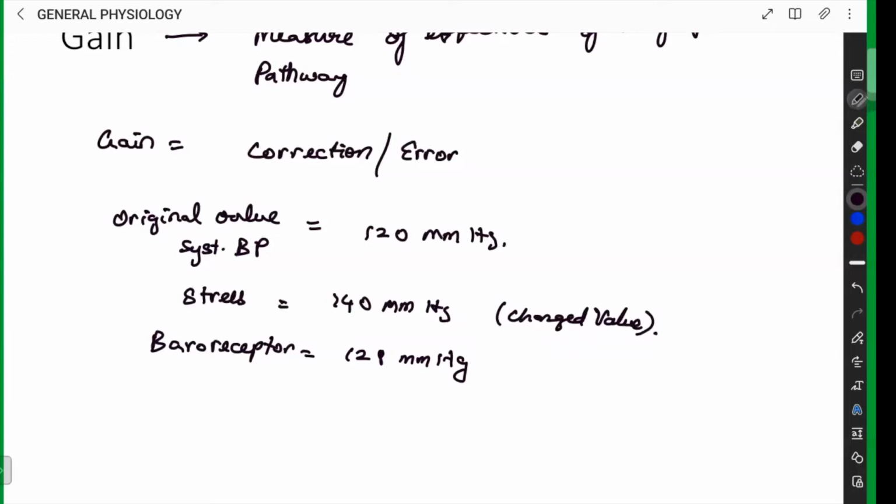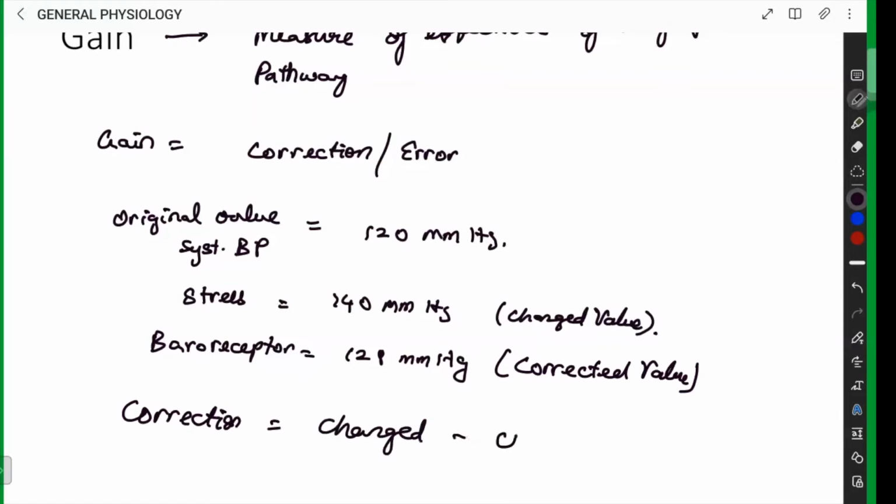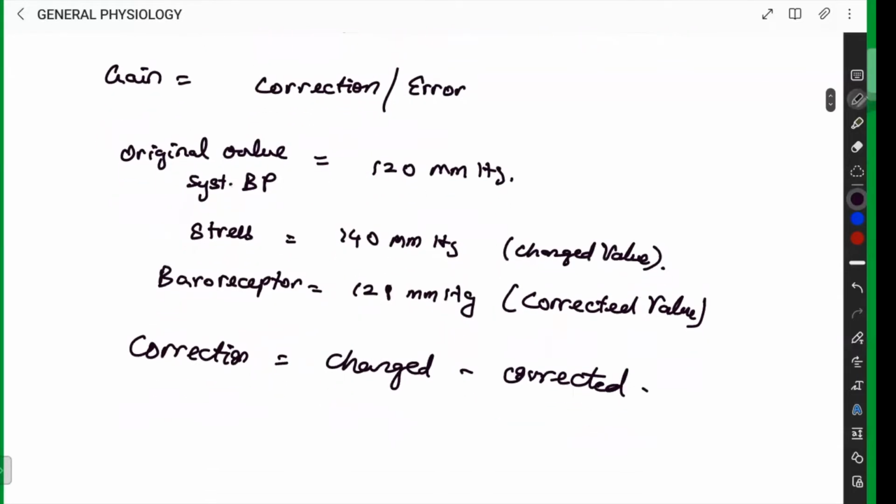Now tell me, what is the corrected value? Someone in the chat box, what is the corrected value? This is your changed value, and this is going to be your corrected value. What is the correction that has occurred here? The changed value of 140 millimeter of mercury has been corrected towards 128 millimeter of mercury. So what is the correction done by your homeostatic mechanism? Exactly, the answer is 12. So your correction is 12 millimeter of mercury.